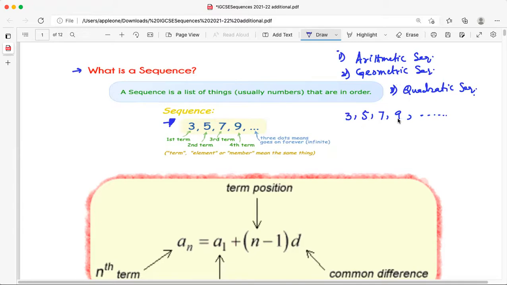Now, 3, 5, 7, 9. We don't know whether this is an arithmetic sequence or geometric sequence or quadratic sequence. Look at the difference between them. 2 is the difference here, 2 is the difference here, 2 is the difference here. When the same difference is there, then it means this sequence is arithmetic.